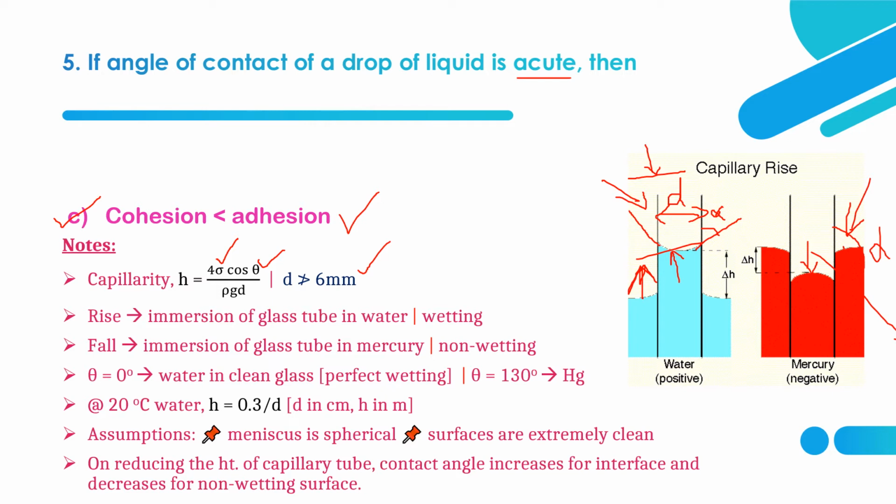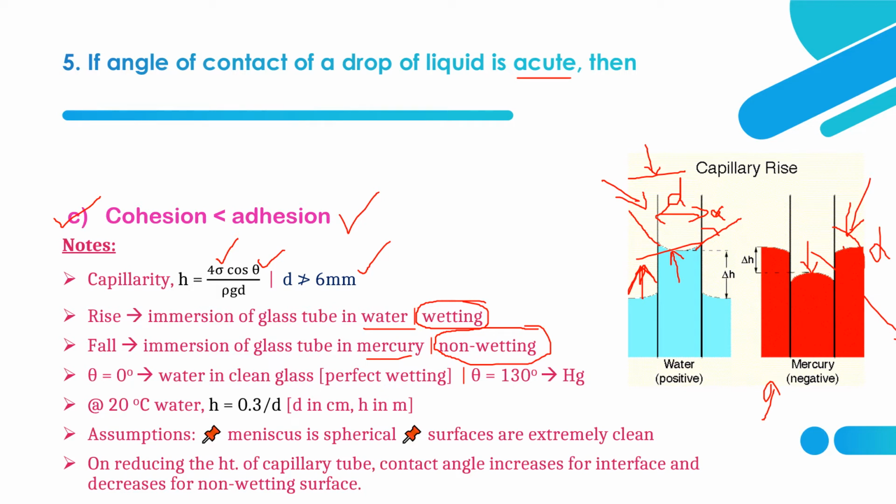And when will rise happen? When will fall happen? Rise happens on immersion of a glass tube in water, and fall happens on immersion of a glass tube in mercury. You can see this in the diagram. Immersion of a glass tube in water gives rise, and it is called wetting because the adhesion force is greater. That's why water wets the surface of the glass tube, but mercury does not wet the surface of the glass tube, so that's why it is called the non-wetting type.